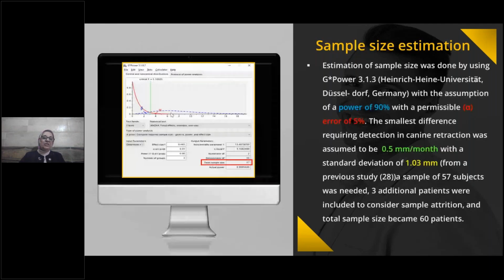Estimation of sample size was done by using G*Power with the assumption of power of 90% with a permissible error of 5%. The smallest difference requiring detection in canine retraction was assumed to be 0.5 millimeter with a standard deviation of 0.03 millimeter from a previous study, Al-Kipsi in 2018. A sample of 57 subjects was needed. 3 additional patients were included to consider sample attrition, and total sample size became 60 patients.